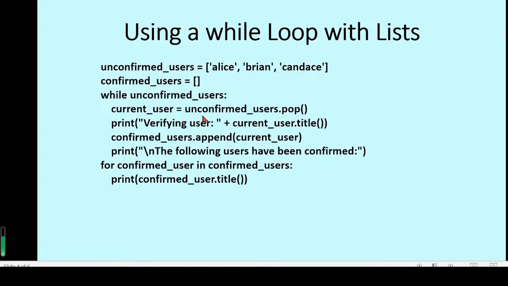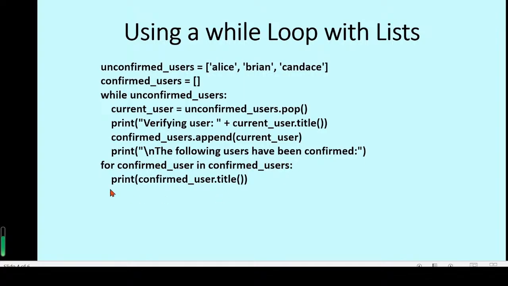So we use a pop function to take the last item of this list out, then store it in current_user. Then we print a verifying message. Then in the confirmed users list, we append this current user. So this process will run until there are no items left in unconfirmed users.